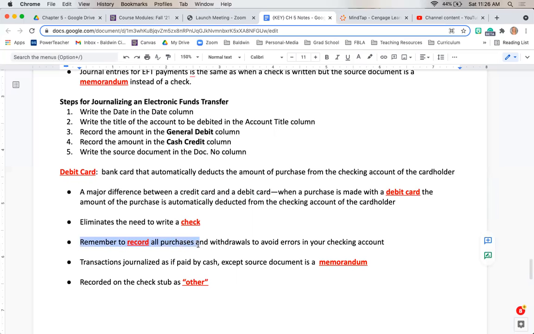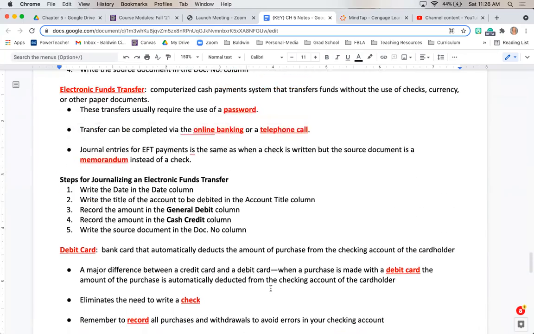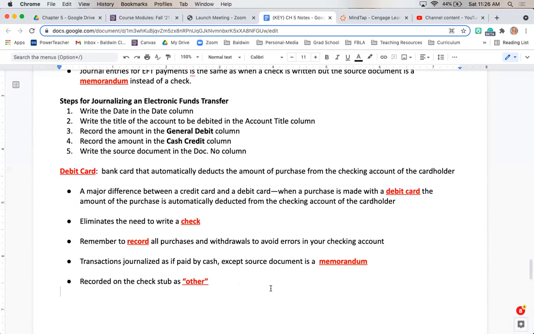Especially in a business, we have to record all of those transactions being made. And we're going to use a memorandum. Those are always going to be recorded on our check stub in the other box, where we recorded the bank service charge and where we would record a dishonored check.